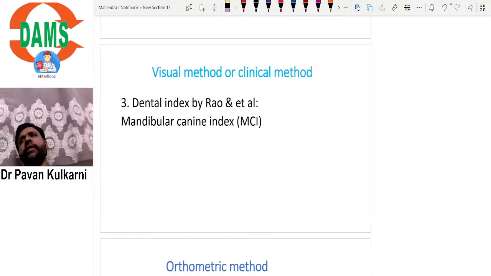The details of this index are out of your scope. It won't be asked as an MCQ because there are a lot of complicated things in that formula, using standard deviation, which will not be asked as an MCQ. Just what we are supposed to remember here is Mandibular Canine Index, MCI, is devised or proposed by which person? That is Rao et al.